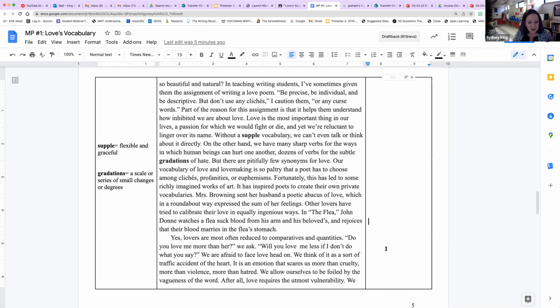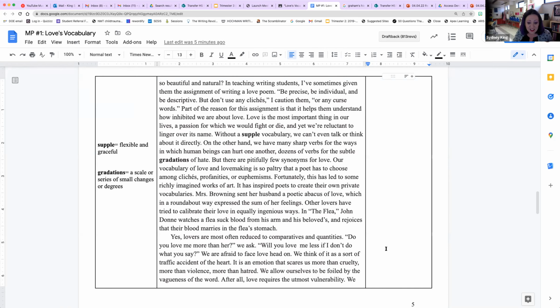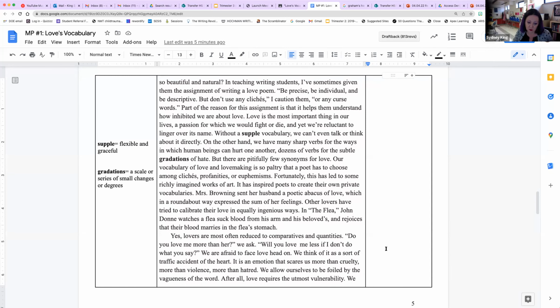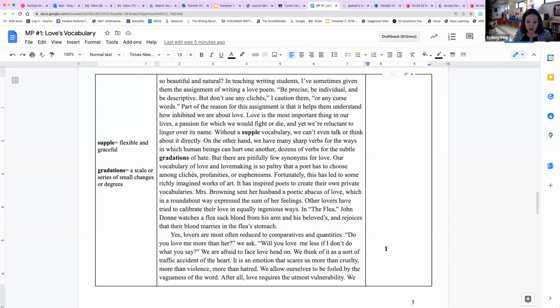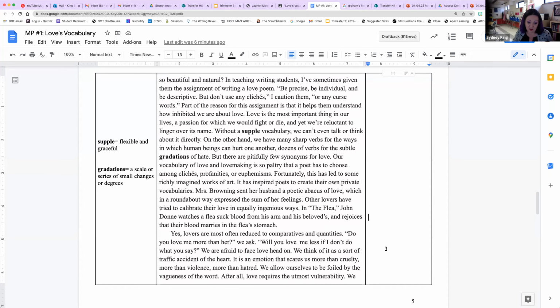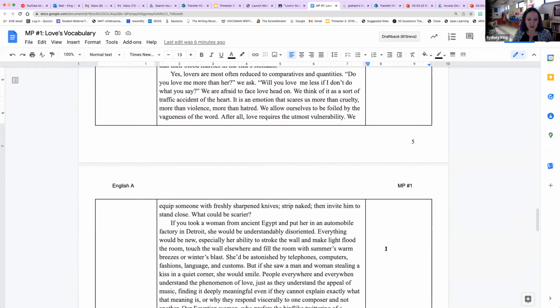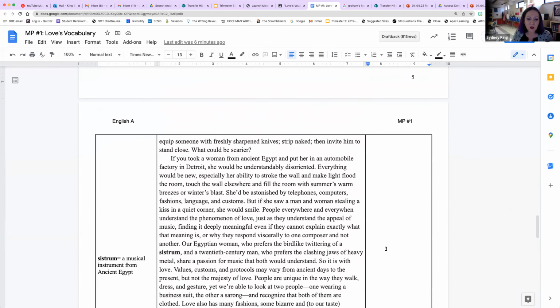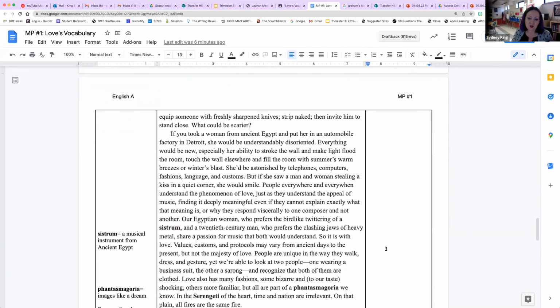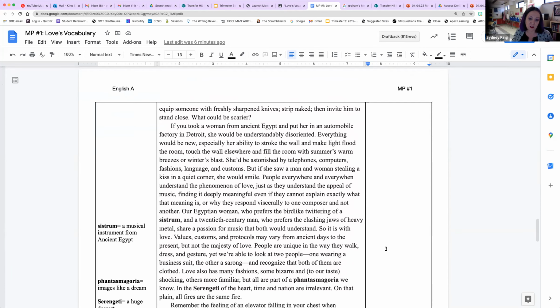We are afraid to face love head on. We think of it as a sort of traffic accident of the heart. It is an emotion that scares us more than cruelty, more than violence, more than hatred. We allow ourselves to be foiled by the vagueness of the word. After all, love requires the utmost vulnerability. We equip someone with freshly sharpened knives, strip naked, then invite him to stand close.